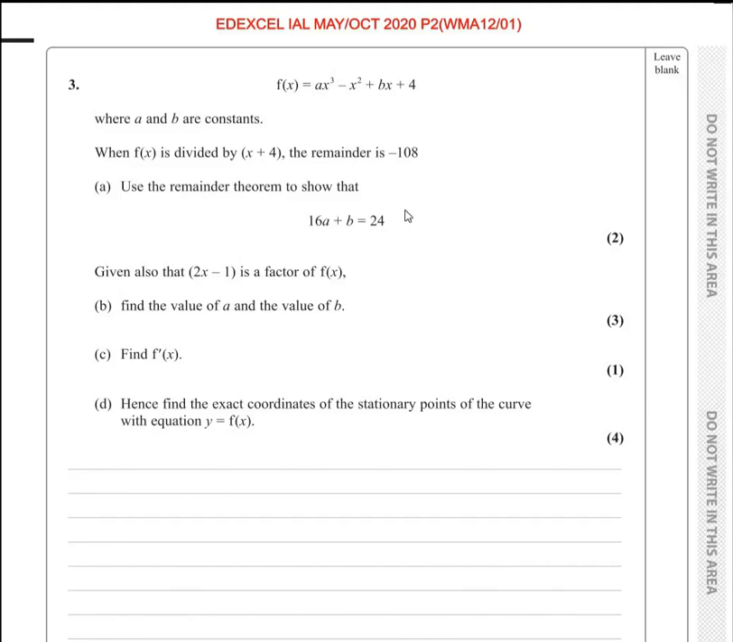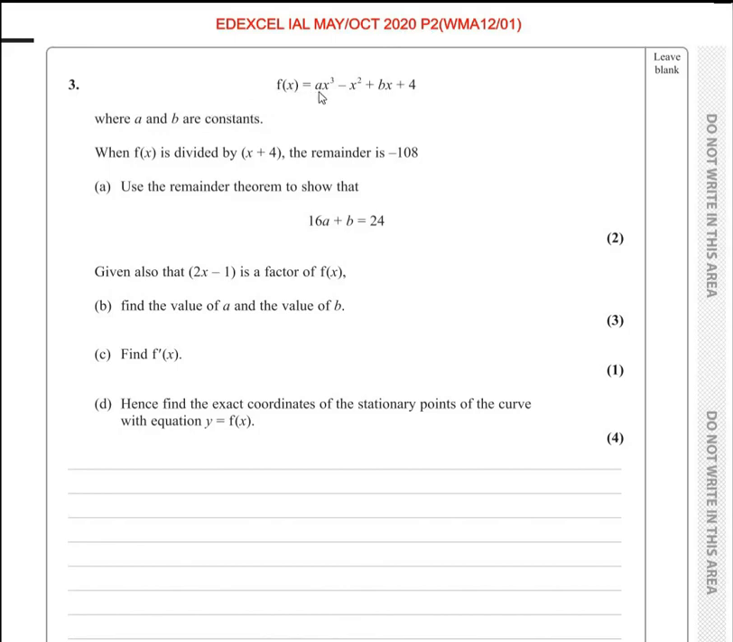Hello and welcome back. This is the third question from the Edexcel International Advanced Level, May-October 2022 paper. This question is from Algebraic methods, factor theorem. So let us see what the question is saying.